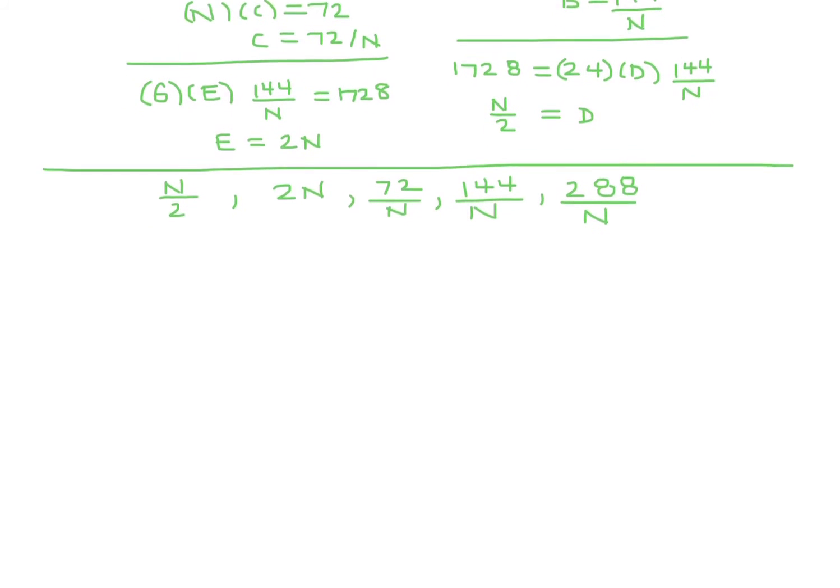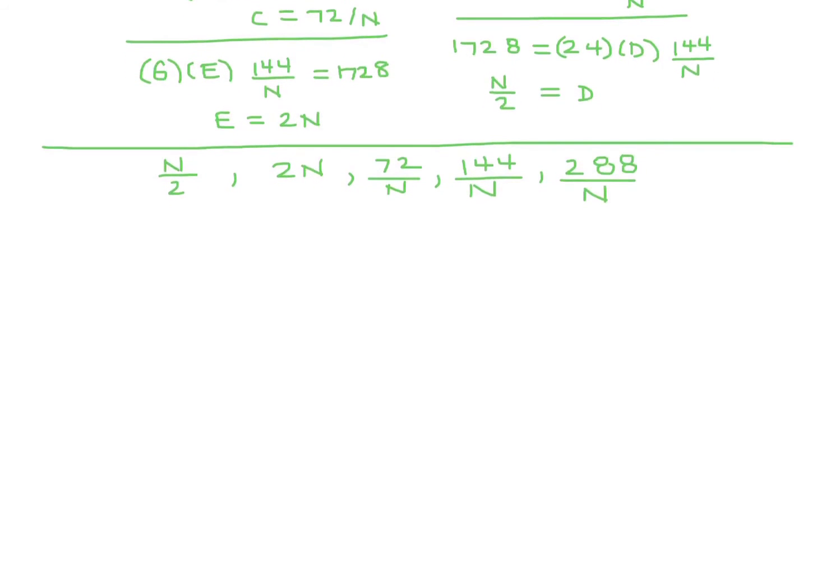Okay, so here we go. Now, what is the criteria of the question? The criteria is all of these numbers have to be integers. And that's the only way we are allowed to fill that magic square or magic table. So we have to find values of n that make all of these integers.